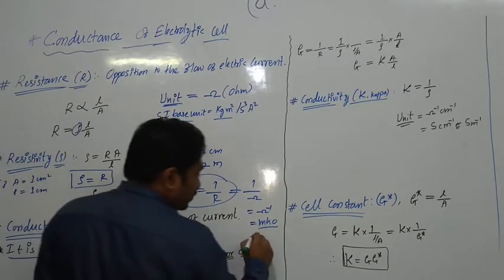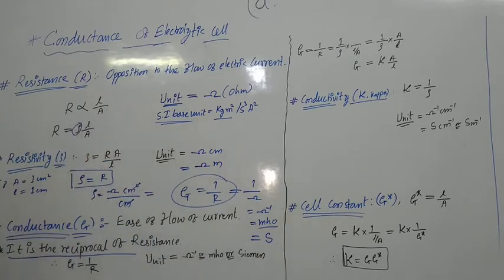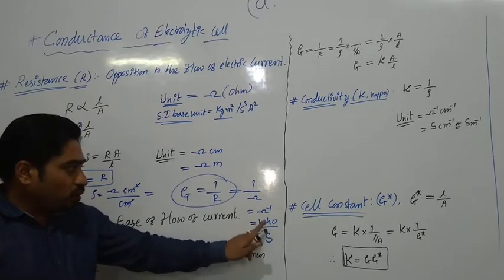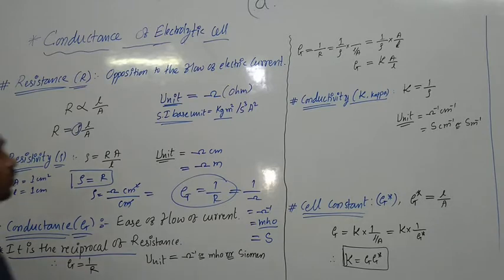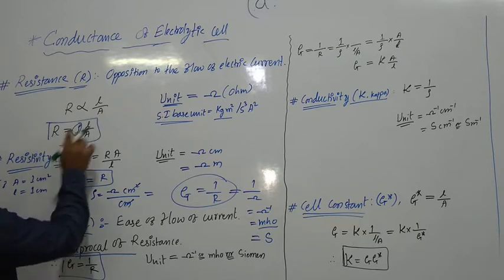Or you can also use one more unit, Siemens. You can use Siemens as a unit of conductance. So please remember, the units of conductance are per ohm, mho or Siemens. Now, G is equal to 1 divided by R. What is R? R is equal to rho into L by A.